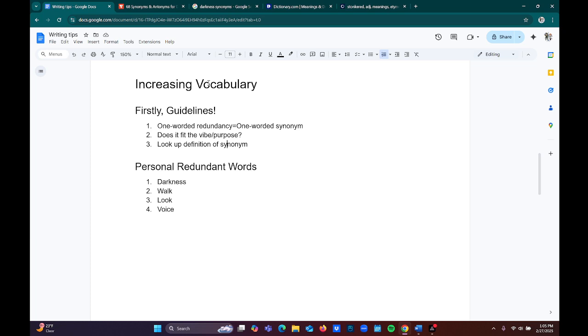And then the third rule that I have for myself when looking up synonyms is looking up the definition of the synonym. And that ties in with the second one, kind of. Excuse me, had to burp. This, like I've said before, is important because maybe the synonym that you found doesn't quite mean the exact same thing that your original word means. Or maybe it doesn't have the same connotation as your original word.